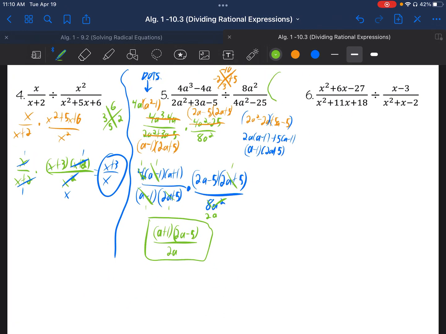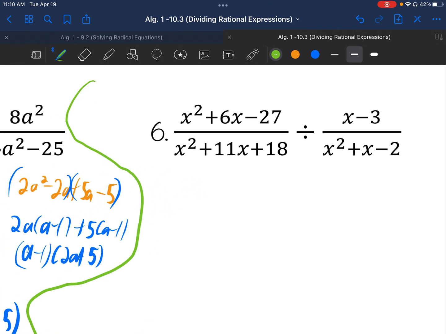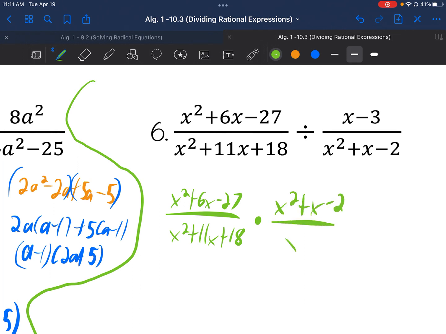Moving on to our very last example. I'm just going to rewrite the first. X squared plus 6x minus 27 over x squared plus 11x plus 18 times, and reciprocate the second fraction, x squared plus x minus 2 over x minus 3. Ooh, lots of x's we get to make.